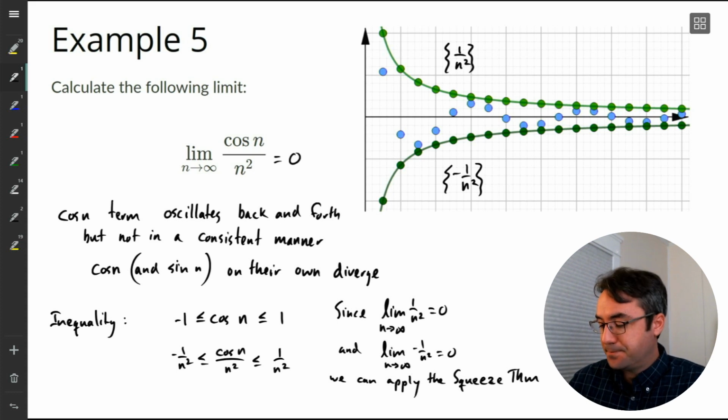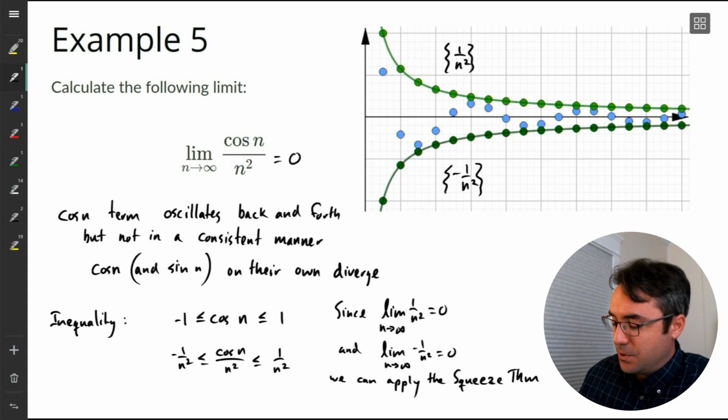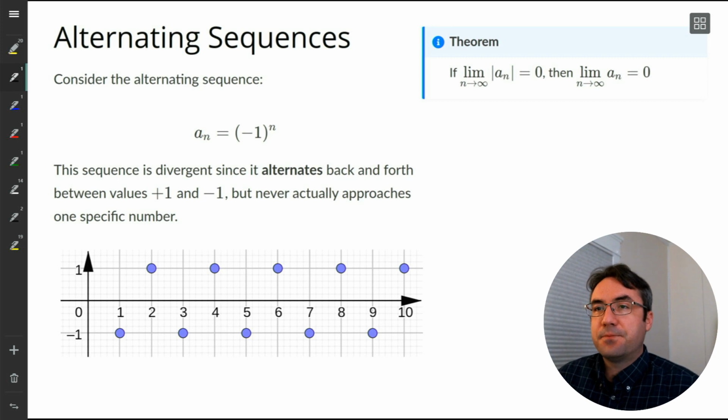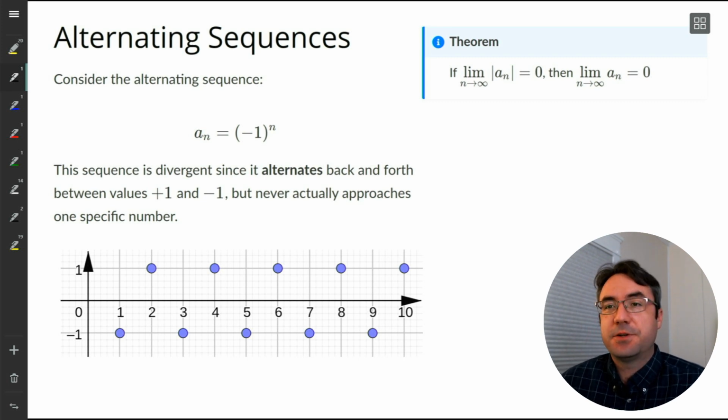All right. What do we got next? Alternating sequences. So we'll just start talking about alternating sequences here.